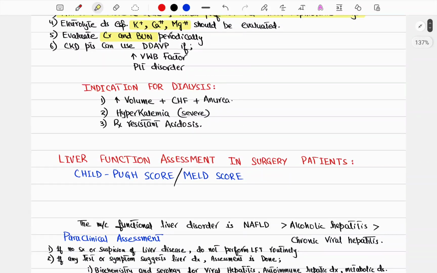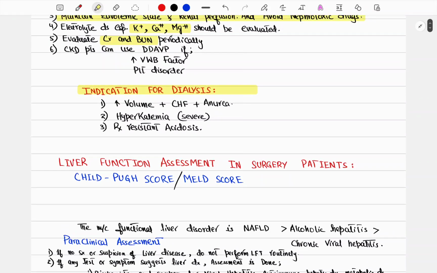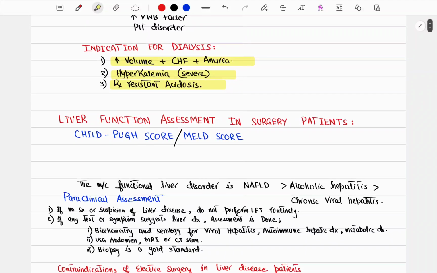What are the indications for dialysis in these patients? If there is increased volume accompanied by congestive heart failure and anuria, if there is very severe hyperkalemia which can result in arrhythmias, or if there is treatment-resistant acidosis, in these patients we go for dialysis.